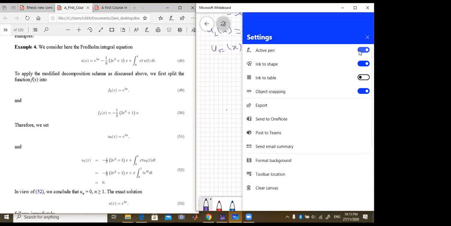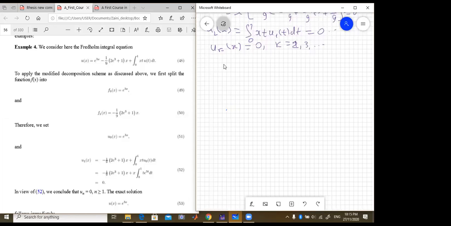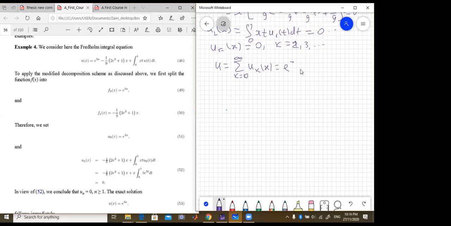So we have like this. So u is, we have like this. I usually write k from 1 to infinity, actually from 0 to infinity. So uk of x is u0. u0 we have e to the power 3x plus u1. u1 is already 0, u2 is 0, so it is e to the 3x.